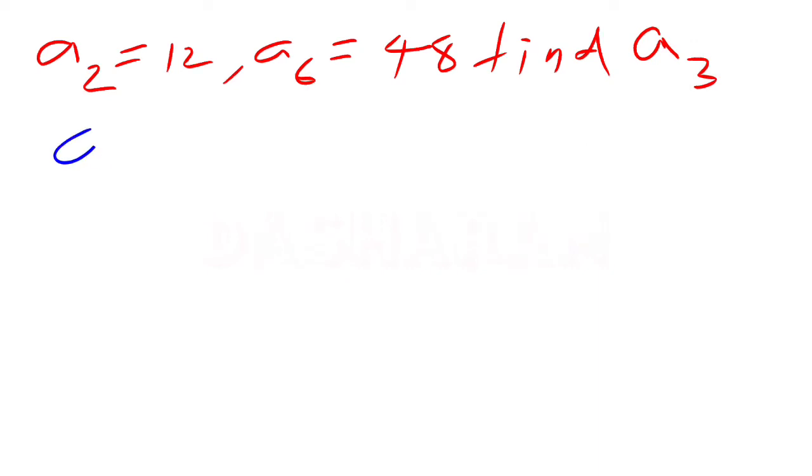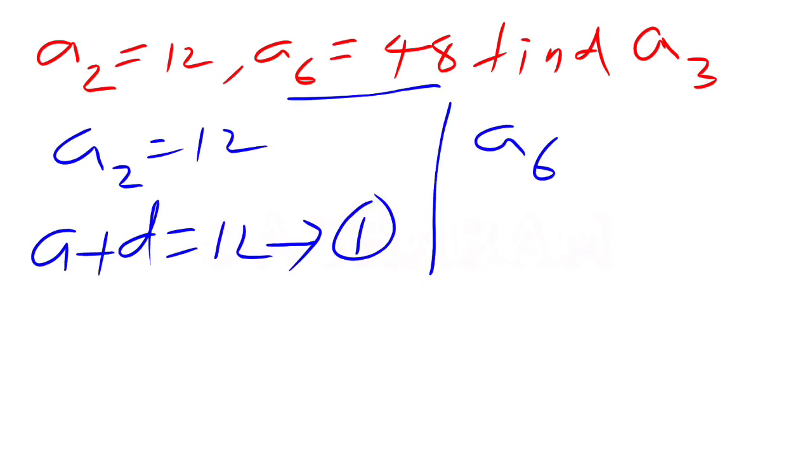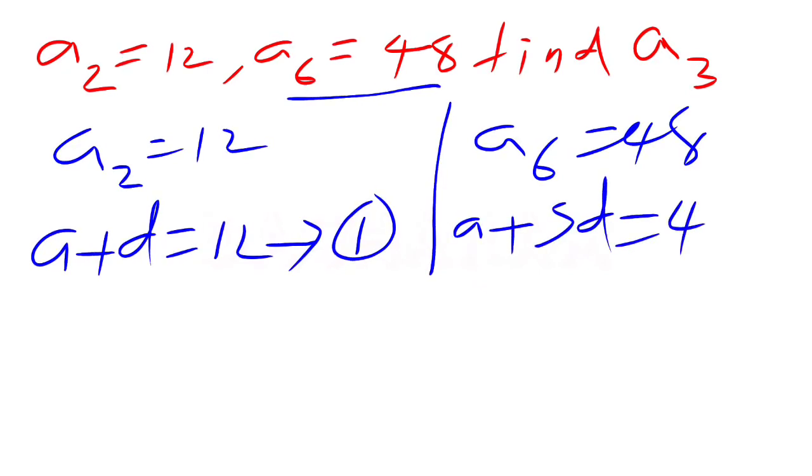So here given that A2 equals 12. A2 means A plus D, it equals 12. Equation 1. Next, A6 is given. A6 equals 48. So A6 means A plus 5D, it equals 48. Equation 2. Solve both equations by using the elimination method.